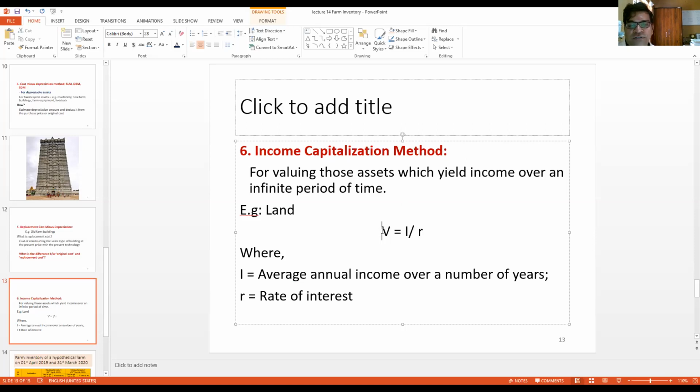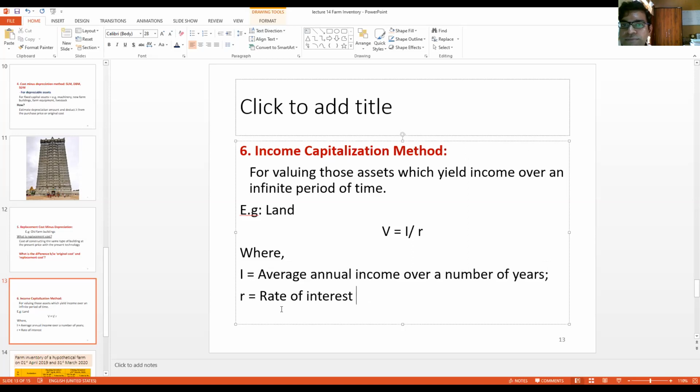Where, what is V? V is the income capitalized value. And what is I? I is the average annual income over a number of years. The farmer has to know, for example, 10 years of data, and from that the average annual income. For example, first year 40,000, second year 80,000, third year 90,000, whatever. So what is the average annual income over a number of years? Then R is the rate of interest.